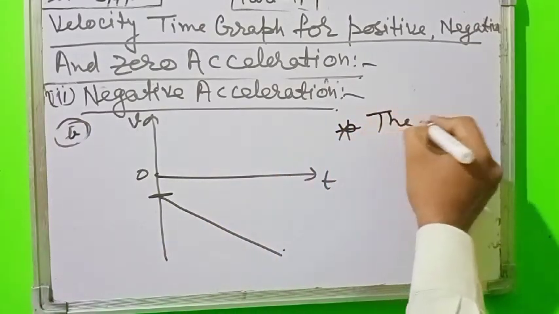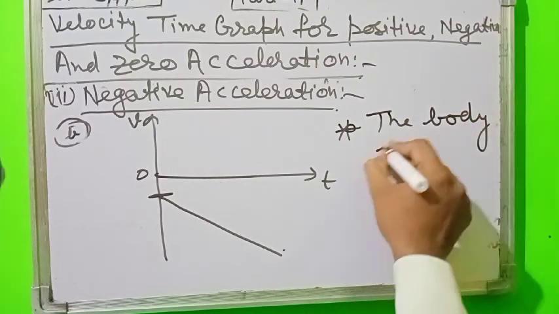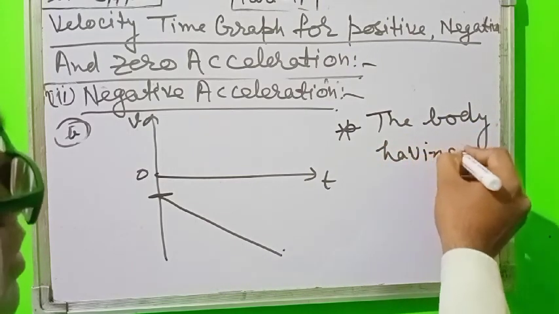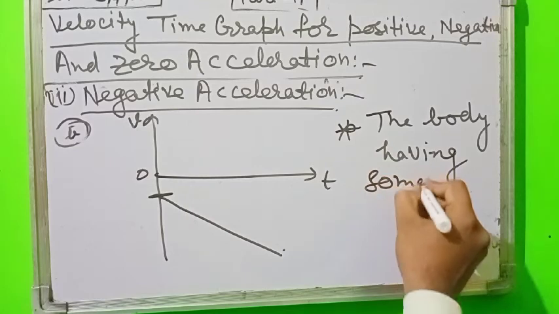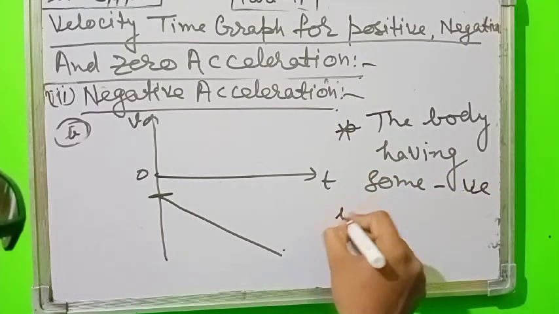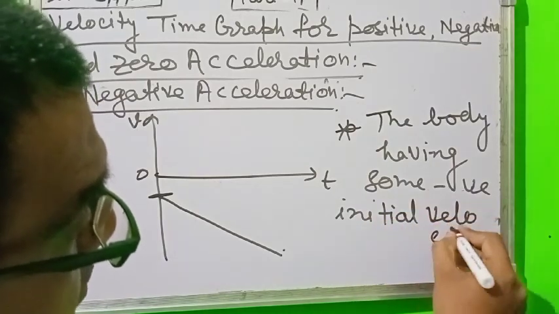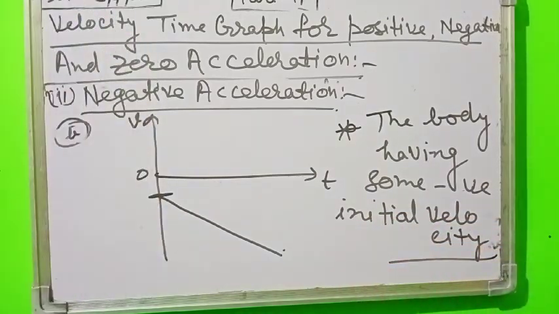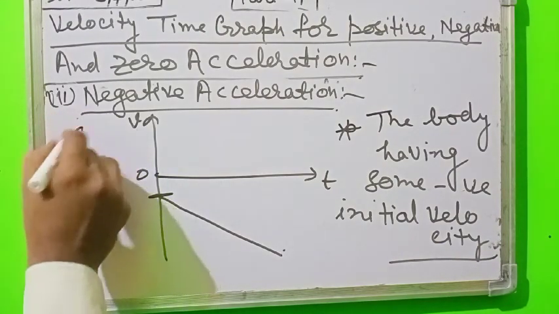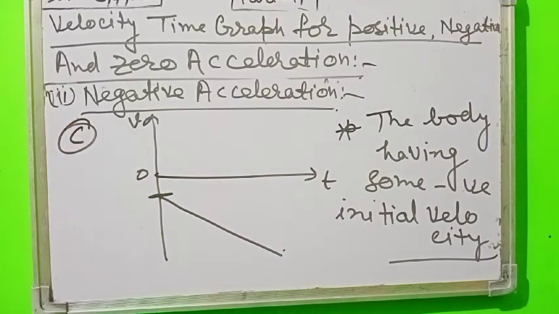This is the body having some negative initial velocity. And the last one is, if the object is moving with negative acceleration and has some positive initial velocity, and the direction of motion changes after time t.